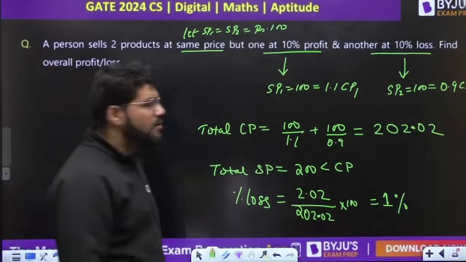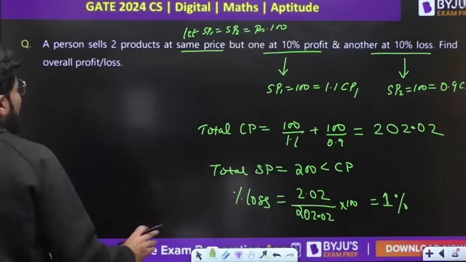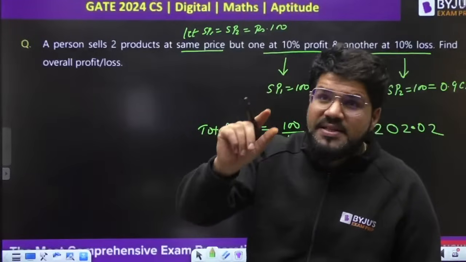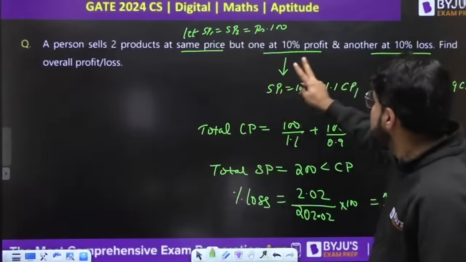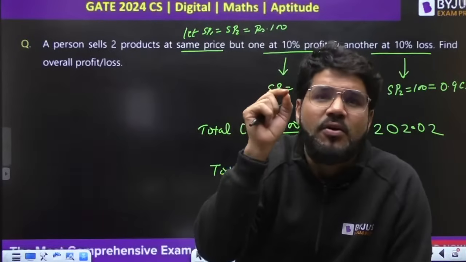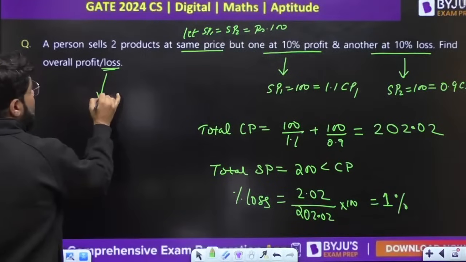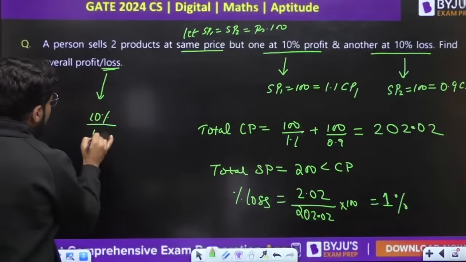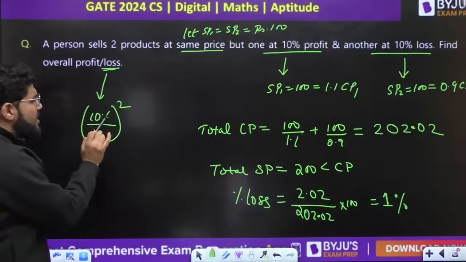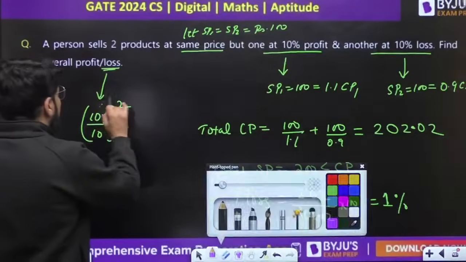Okay, Govind. So, done. 1% loss. You can remember, it's a standard result. I've taught you earlier also. Whenever two products are sold at the same selling price, one at a profit, one at a loss, and the percentage profit and percentage loss are also the same, then there is always a loss. And how much is that? The common loss or gain percent, whole divided by 10, whole square. That is the actual formula. There is always a loss, and that is 10% by 10, whole square, where 10% is whatever the common profit or loss percent is.